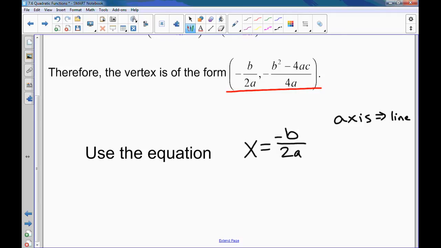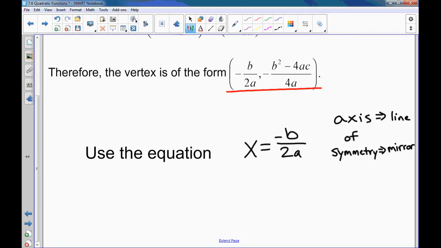The axis of symmetry. Symmetry, if you remember from geometry, something that is symmetrical means it's the same on both sides. So it's basically a line that serves as a mirror. If we were to cut the graph in half, we would see the same exact thing on the right-hand side and the left-hand side of that graph.